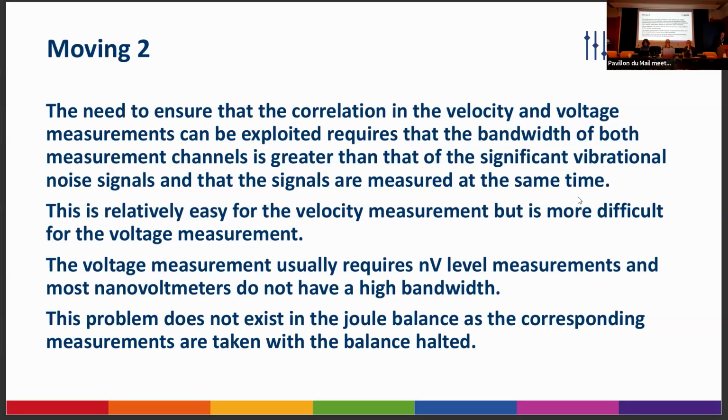And so effectively what you want to do is to try and ensure that your voltage circuit has enough bandwidth to cover the point where most of the signal disappears. And that normally occurs above a few hundred hertz. So it is essential to have a nanovoltmeter that has a high bandwidth. This only occurs in watt balances; in the dual balance, you halt the measurement, so you don't have these bandwidth issues.